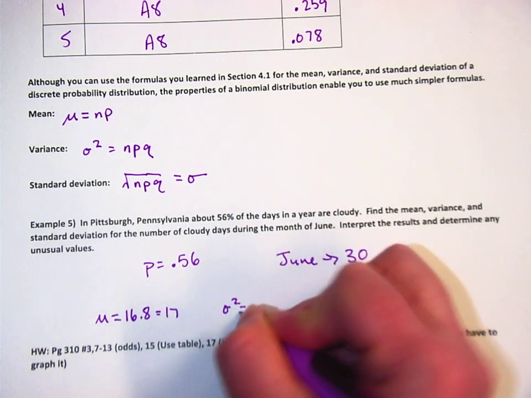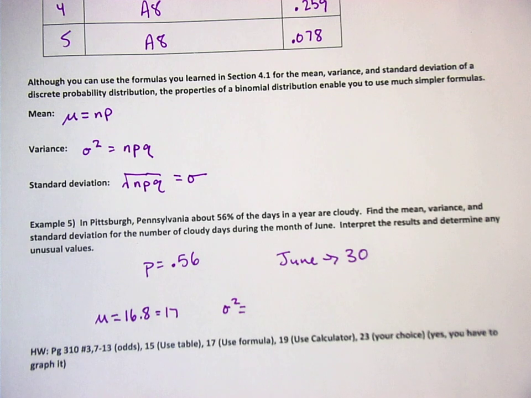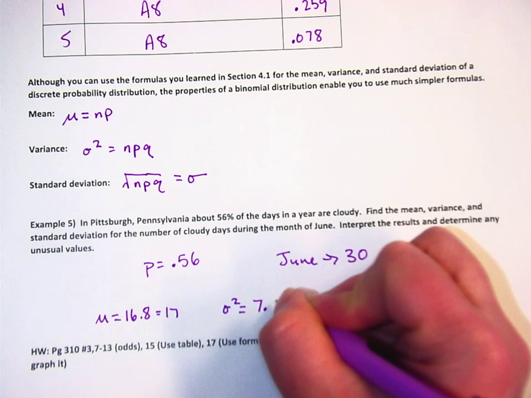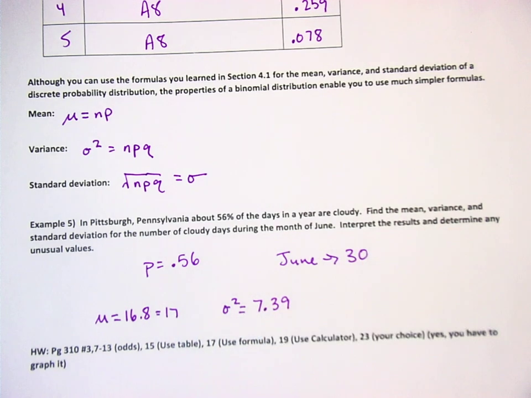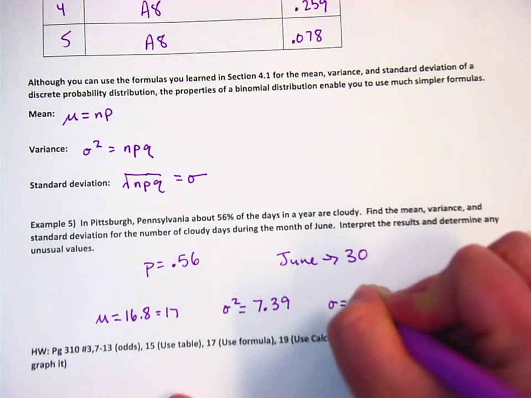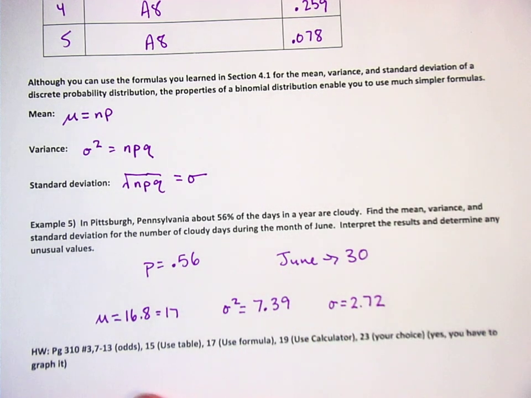The variance is n times p times q. So that would be 30 times 0.56 times 0.44. I got 7.39 for the variance, and if you take the square root of that number, you get the standard deviation, 2.72.